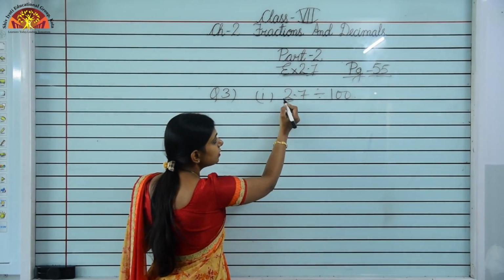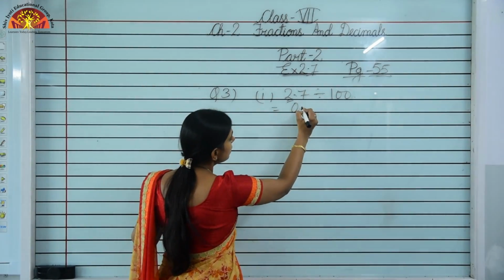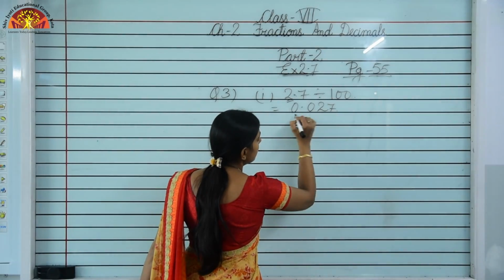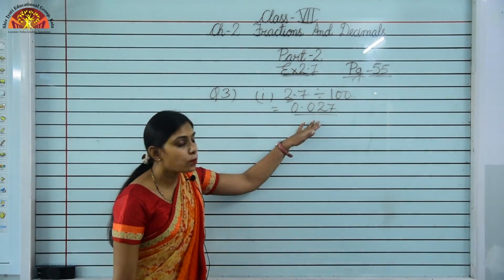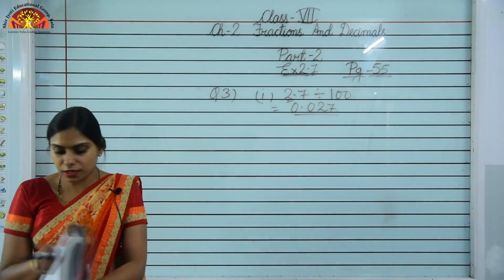This is the first. Second number, there is nothing here, so what will we place here? 0. So your answer will be 0.027. What will the answer be? 0.027. Okay.